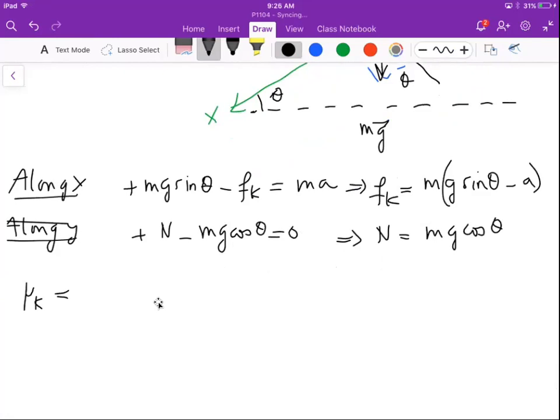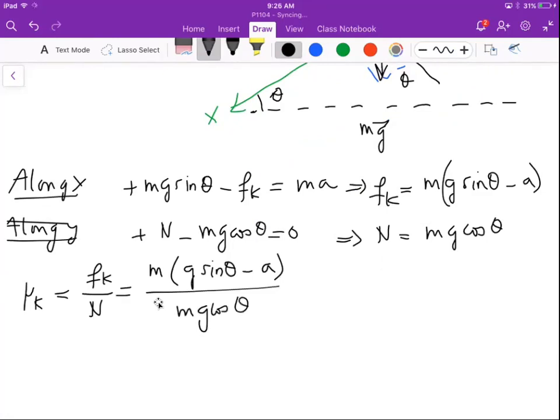So mu k is given by fk divided by n, so it's equal to mg sine theta minus a divided by mg cosine theta. If we divide them, we get tangent theta minus a divided by g times cosine theta. So this is what we end up with, and this gives the value 0.368. This is the value of mu k.